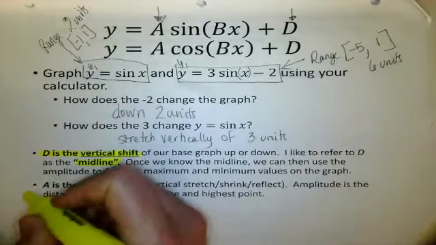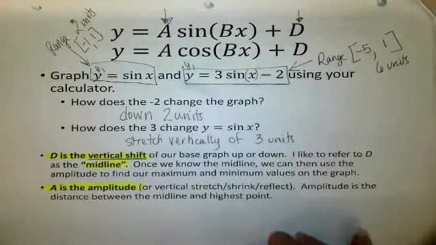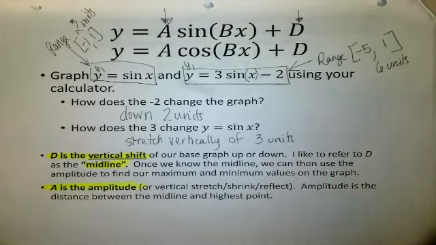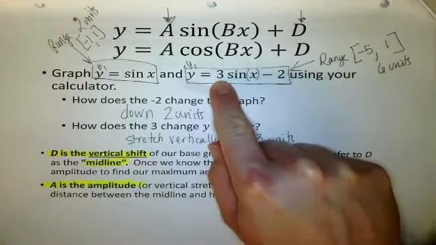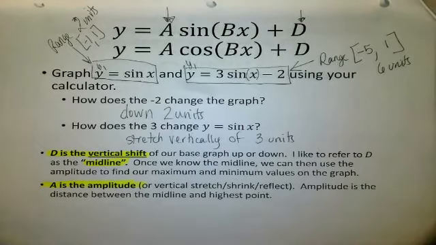A is the amplitude, sort of. Amplitude is the distance between the midline and the highest point. So here, we would say our amplitude was 3. Amplitude is always positive. We'll talk more about that. And it's the distance between the middle and the high, or the middle and the low. So we go 3 above the midline or 3 below the midline in this case.